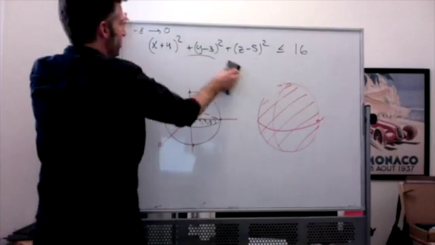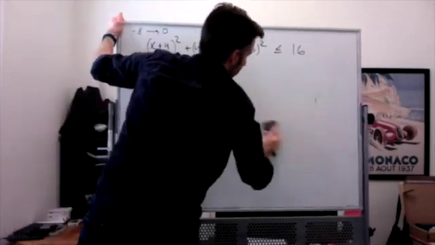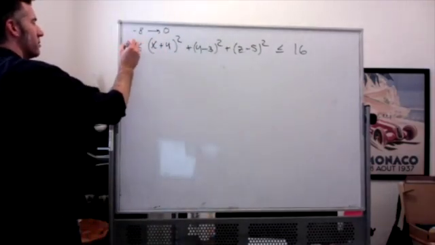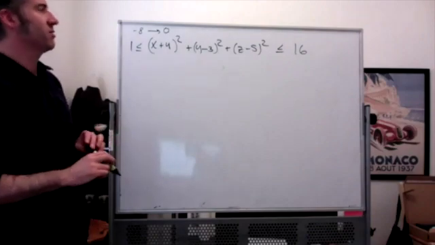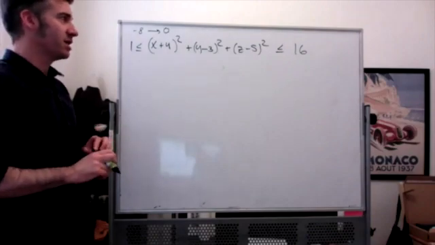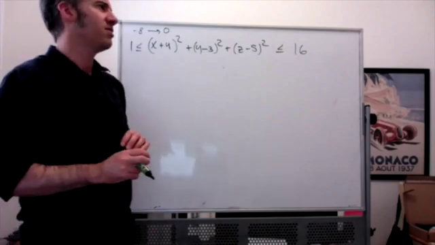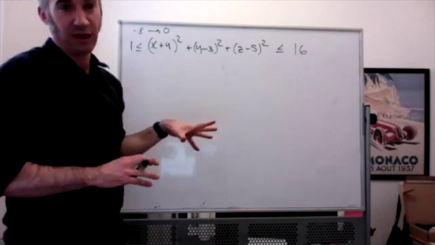One or two more things. Actually, yeah, let's just do this. We can be smart here. So if I did this, 1 is less than or equal to (x plus 4) squared plus (y minus 3) squared plus (z minus 5) squared, less than 16. Now I've got, how would you describe that? There's a shape I want to say instead of just saying what it actually is.